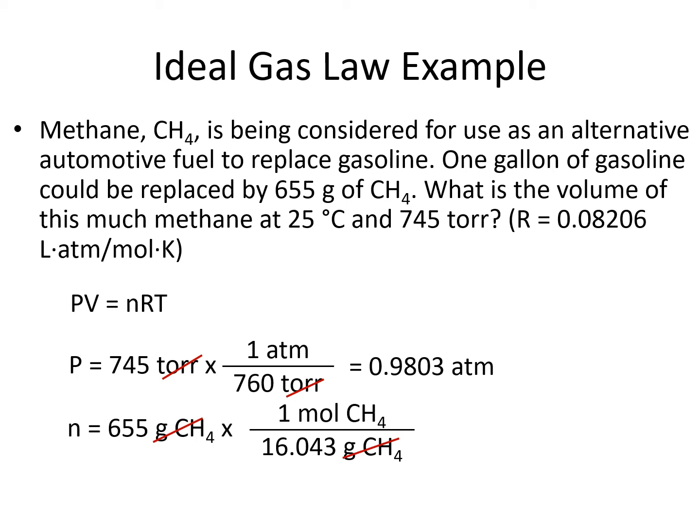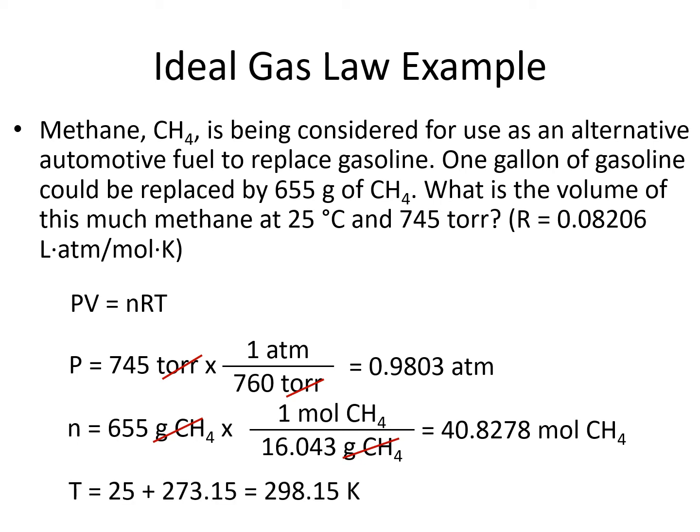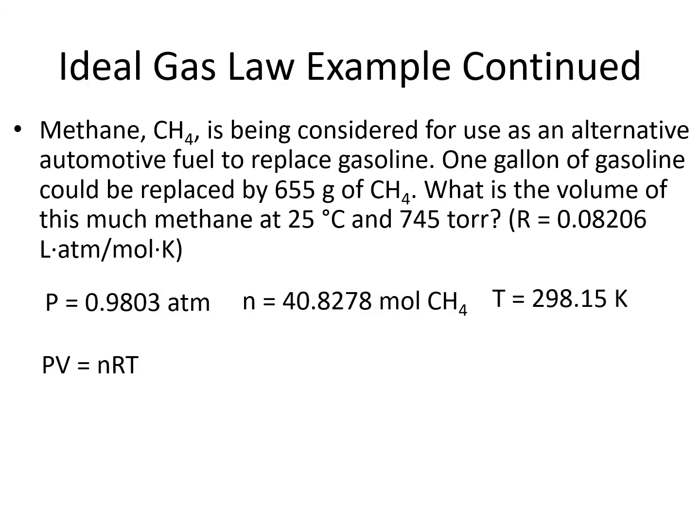655 divided by 16.043 gives us 40.8278 moles of methane. The temperature given in the problem is in Celsius, but we need it to be in Kelvin. So we take 25 degrees Celsius and add 273.15, which gives us 298.15 Kelvin. Now we have all of the units that we need, but before plugging into our equation, we're going to rearrange the ideal gas law to solve for volume.